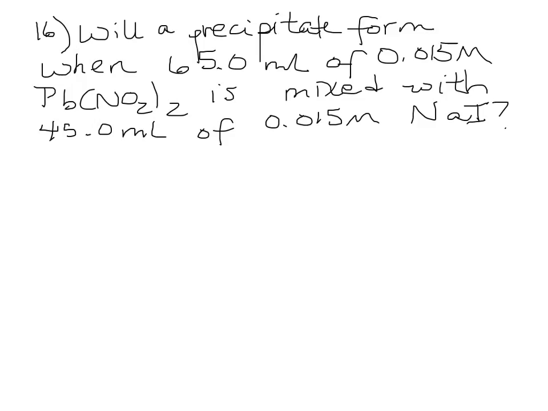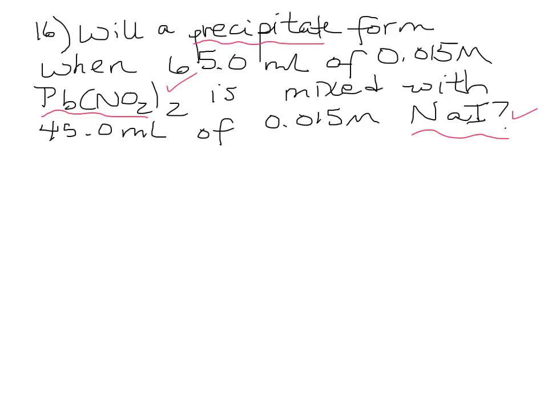This is probably the most difficult of the Ksp problems. Again, once you understand it, it's really not that difficult, so I don't want to scare you. But it asks about a precipitate, and it's mixing two different ionic compounds together. So let me just take a minute and make sure you understand the concept of what's going on here. You're mixing two relatively soluble ionic compounds together, and the presumption is you're going to make a new ionic compound that is relatively insoluble. That's typically how these problems work.